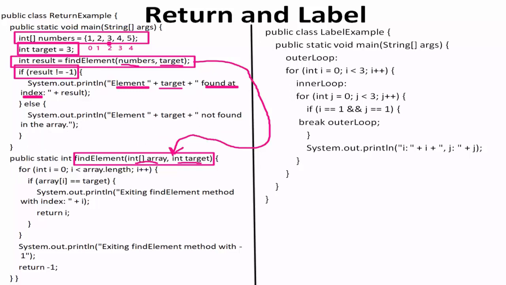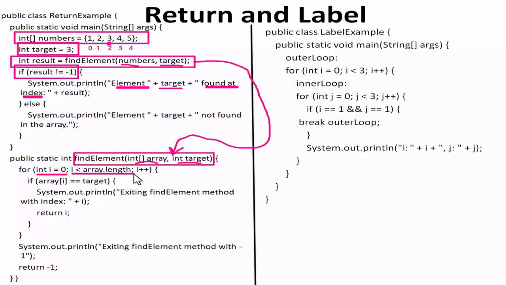So now here you are having a method. Whenever the result is there, it goes to this particular method and it has to return the element. Two parameters are accepted here: findElement, array and int target. Now it is going to check the target element by using a for loop, i equal to 0, initialization, i less than array.length.